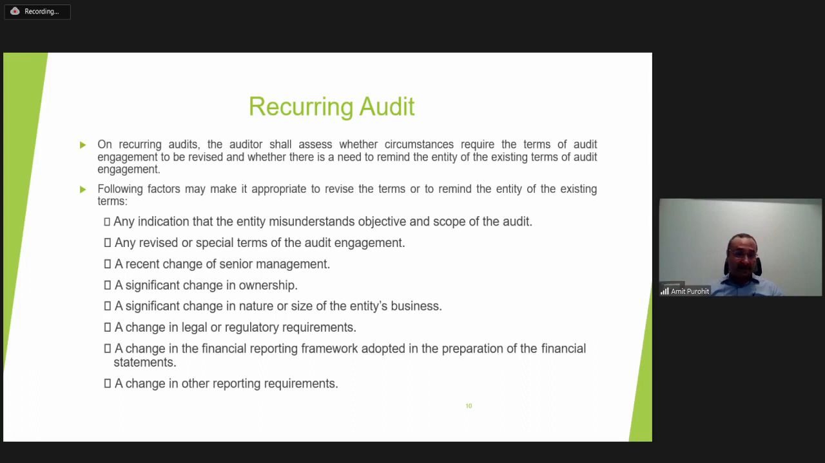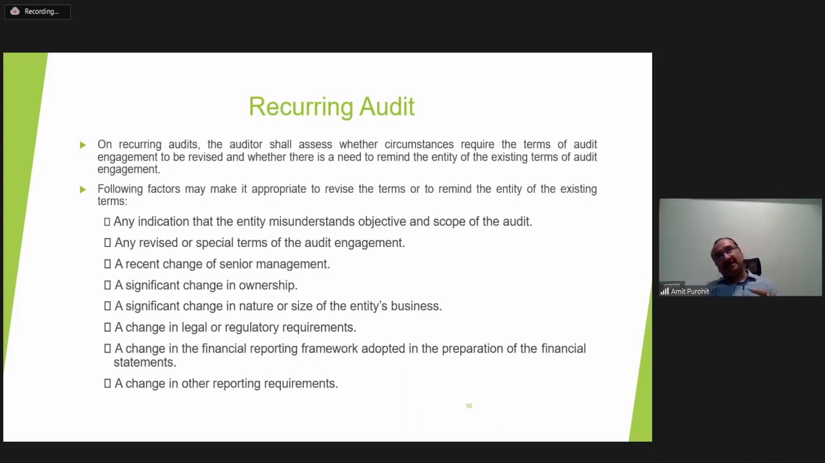So like I mentioned before, say for example, if earlier the entity was covered under accounting standard rules, but now the entity has migrated to Ind AS rules, then it will necessitate a change in the engagement letter, and the auditor will have to exchange a revised or updated audit engagement letter with the management.